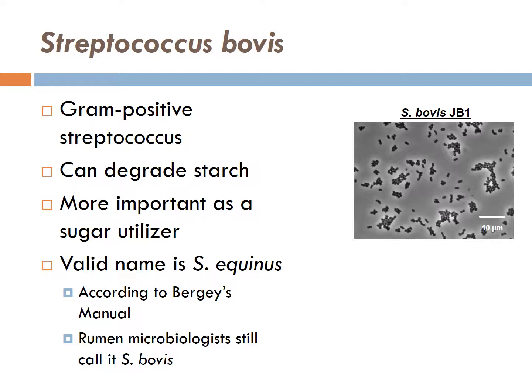The reason for the change is that Streptococcus equinus and Streptococcus bovis were originally described as separate species, but Bergey's manual later made the determination that they should be the same species. Streptococcus equinus was described earlier, so its name supplants Streptococcus bovis as the valid name for the species. Rumen microbiologists still call it Streptococcus bovis, and I doubt they'll ever adapt to the change.